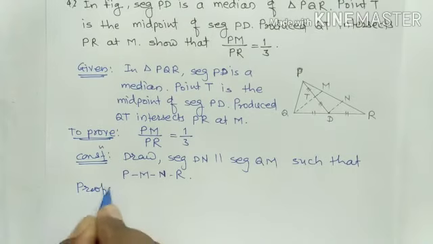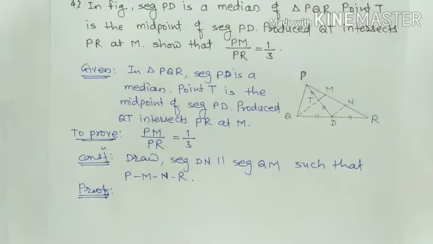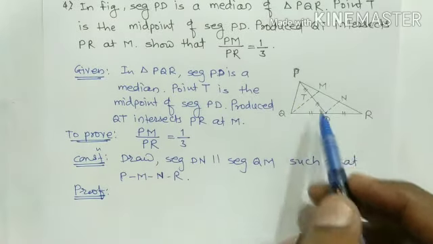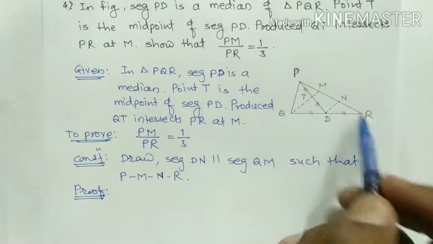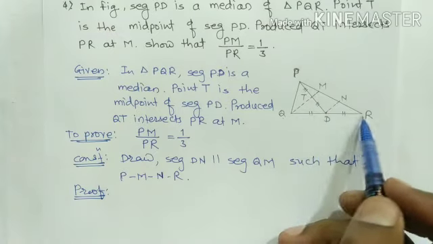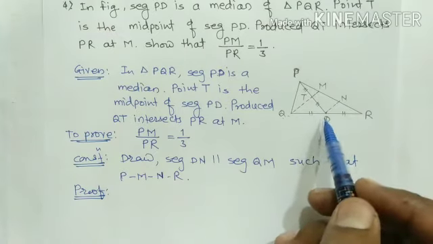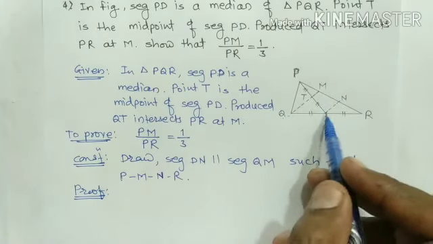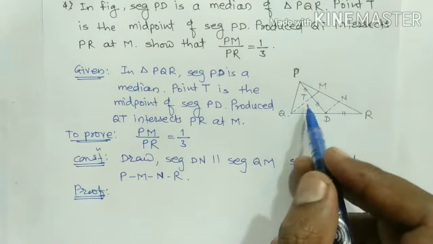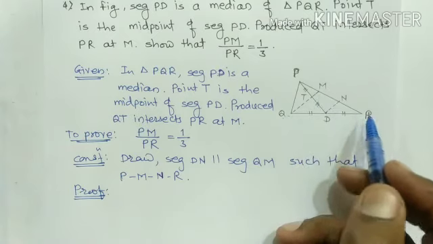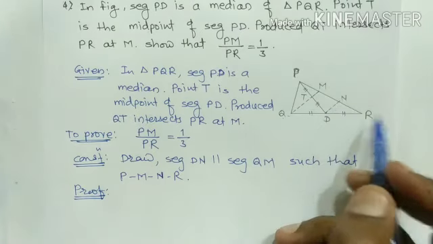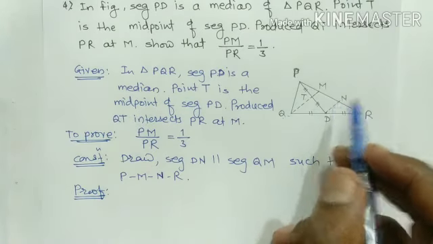Now we write the proof. First let us understand on the figure. Here in triangle QMR, point D is the midpoint of side QR, where it is given, and DN parallel to side QM. It means that a line passing through the midpoint of a side of a triangle and parallel to another side bisects the third side, and therefore point N is the midpoint of MR, that is MN equals NR by the converse of the midpoint theorem.